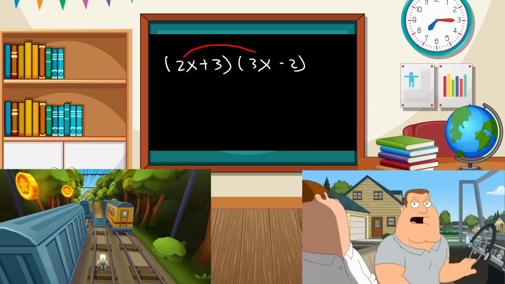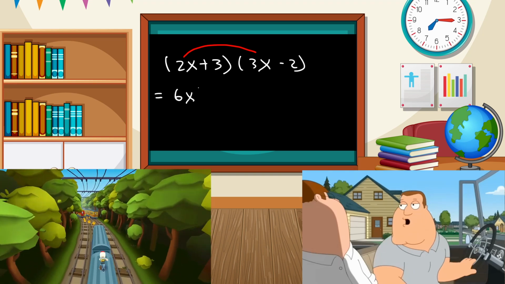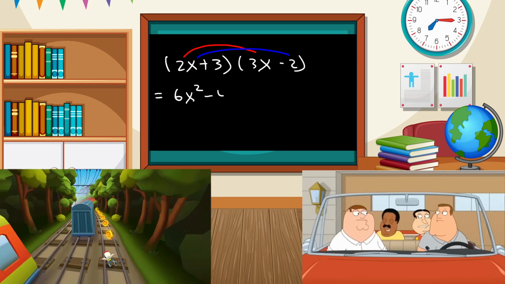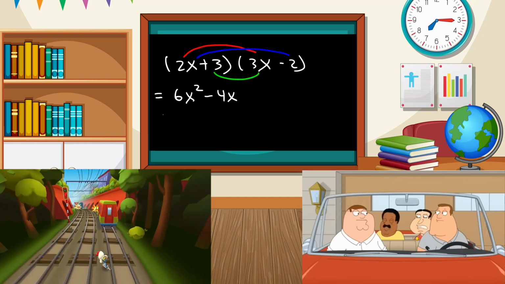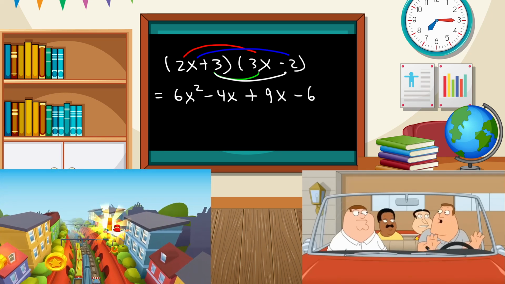So let's begin by multiplying 2x by 3x. So 2 times 3 is 6, x times x is x squared. Now let's multiply 2x by negative 2. 2x times negative 2 is negative 4x. And then 3 times 3x, that's going to be 9x. And then 3 times negative 6 is negative 6.